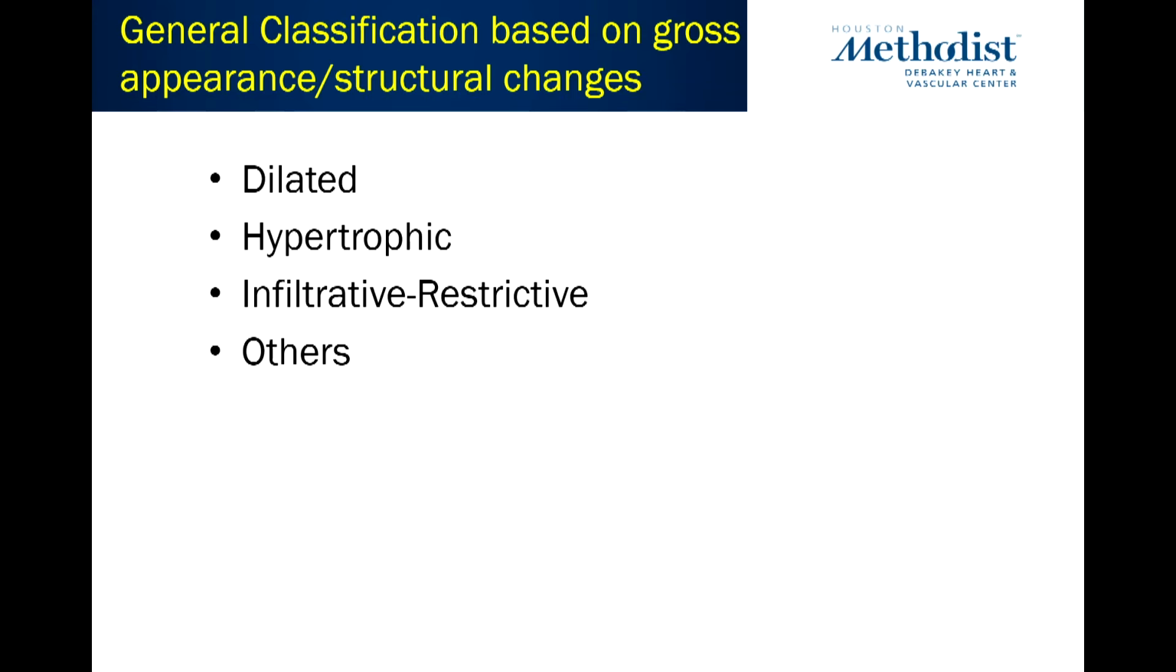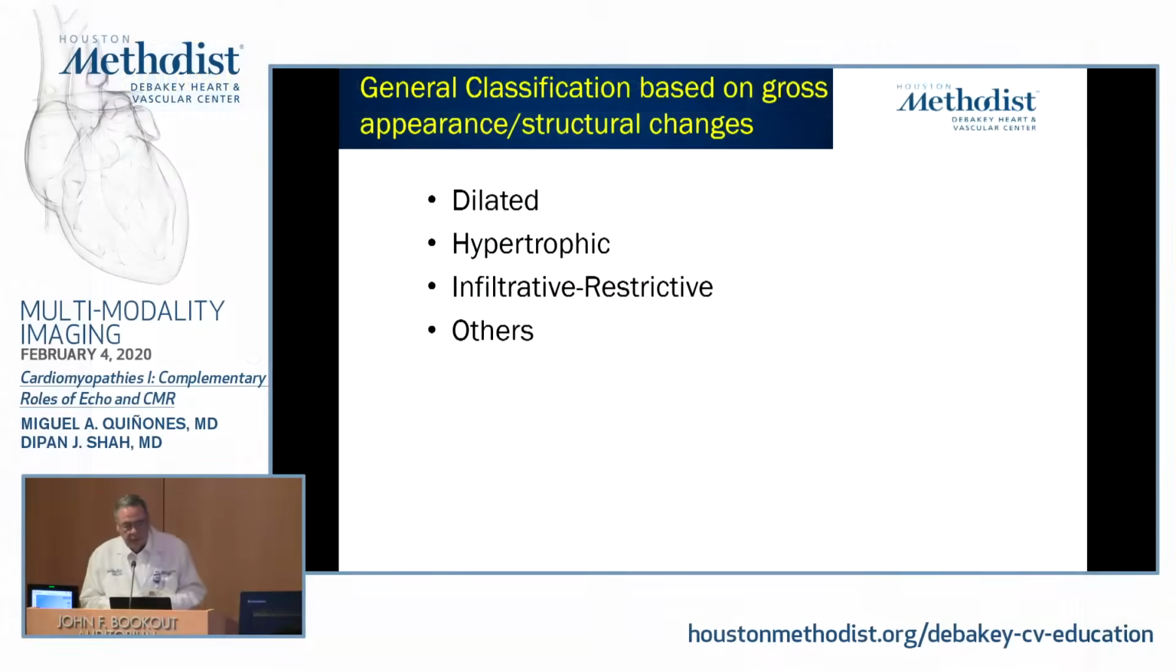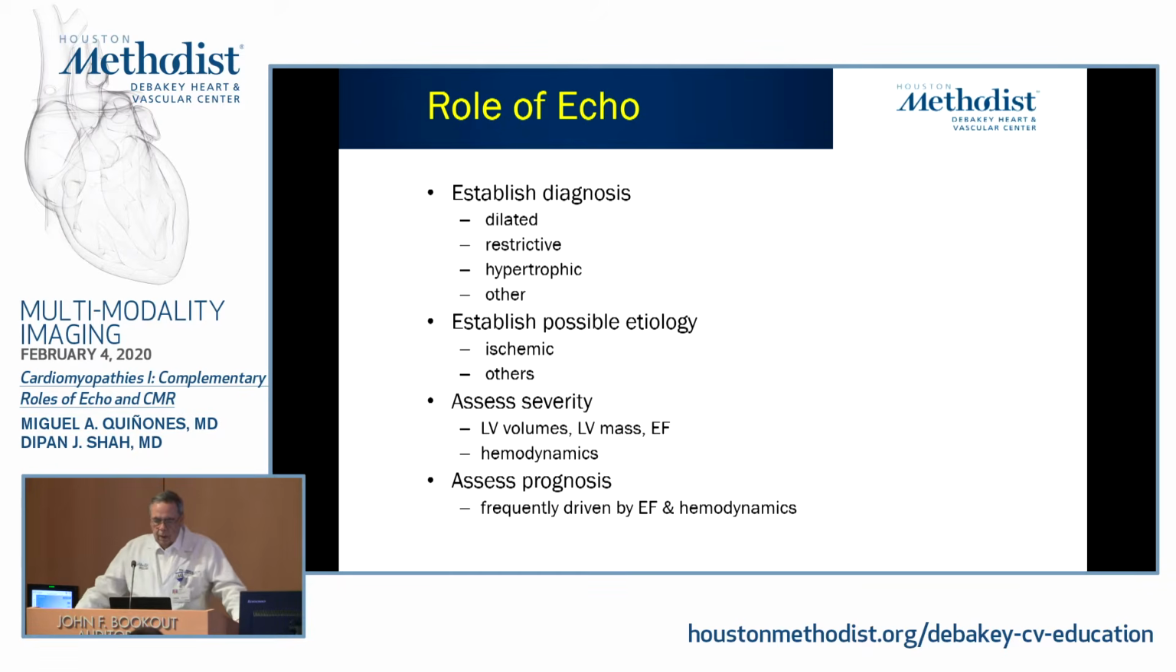You can also be thinking just in terms of the phenotype in the ventricle. So is it dilated? It's a big heart. Is it a hypertrophic heart? Does it have restrictive features, or a few others that don't fit into any one of these categories?